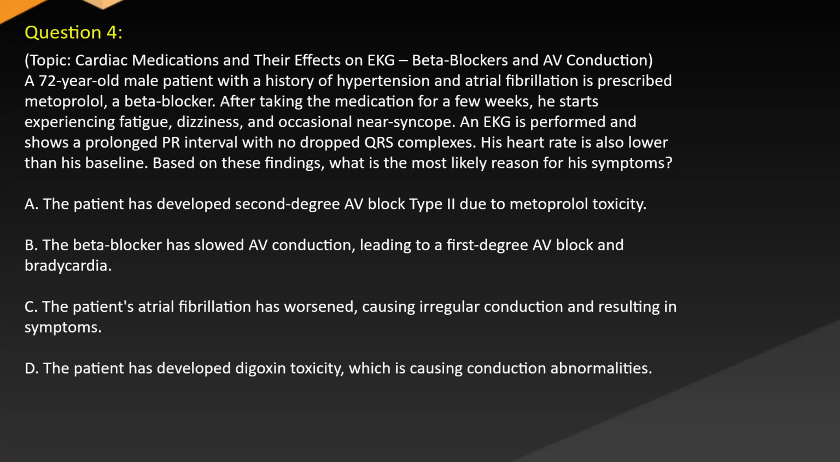Based on these findings, what is the most likely reason for his symptoms? A. The patient has developed second-degree AV block, Mobitz type I, due to metoprolol toxicity. B. The beta blocker has slowed AV conduction, leading to first-degree AV block and bradycardia. C. The patient's atrial fibrillation has worsened, causing irregular conduction and resulting in symptoms. D. The patient has developed digoxin toxicity, which is causing conduction abnormalities.